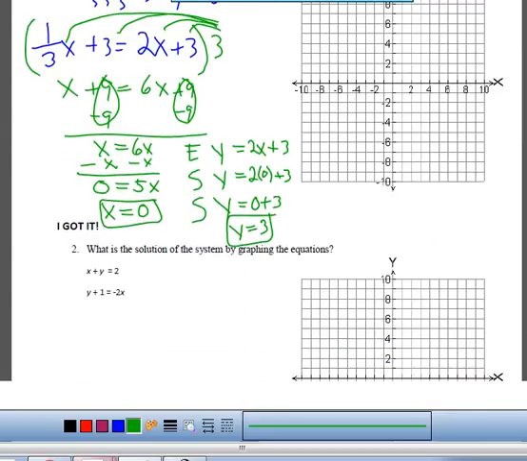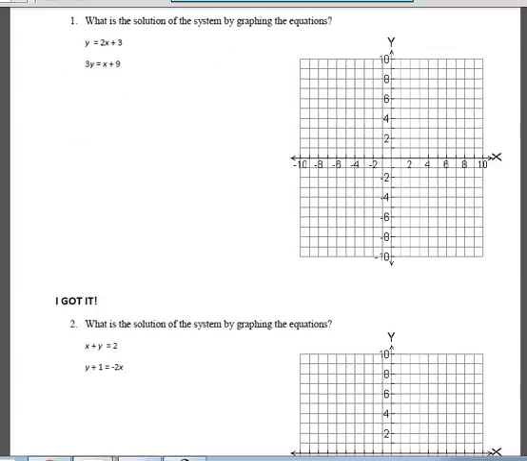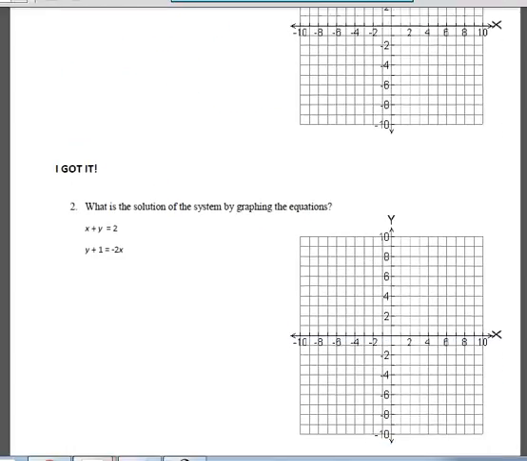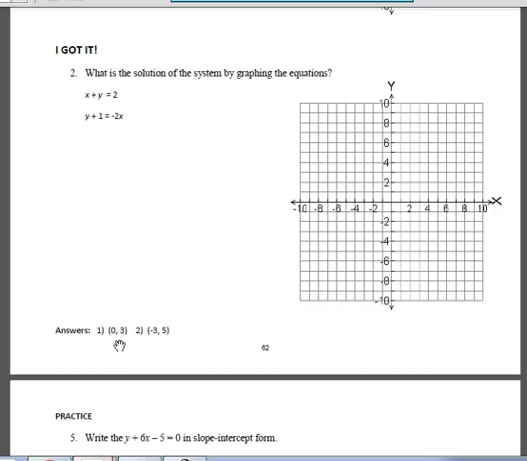Now, the answer to both of these is at the bottom of the page. So we got the first one right. You're going to do the check. The second one, you already see what the answer is supposed to be. I want you to do the work to prove that, and then also do the check. So here's what we're looking at.